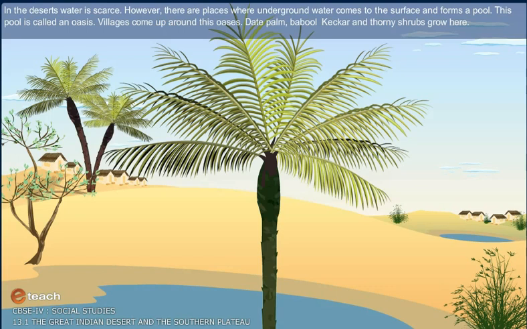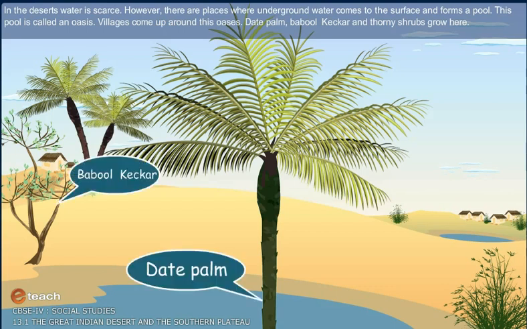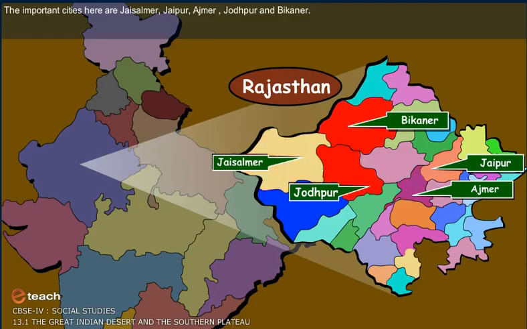In the deserts, water is scarce. However, there are places where underground water comes to the surface and forms a pool. This pool is called an oasis. Villages came up around this oasis. Date palm, babul, kekar and thorny shrubs grow here. The important cities here are Jaisalmer, Jaipur, Agra, Jodhpur and Bikaner.